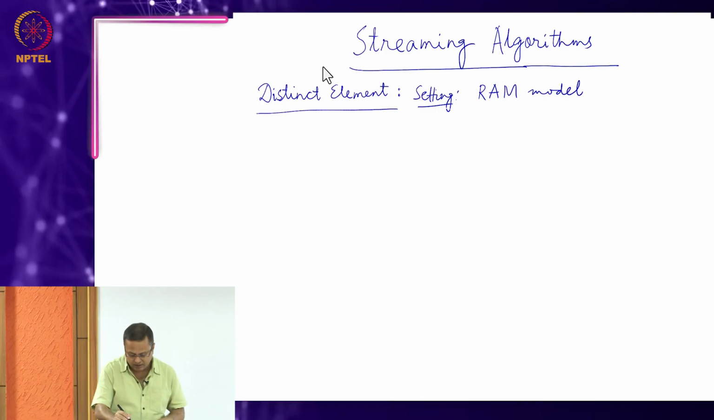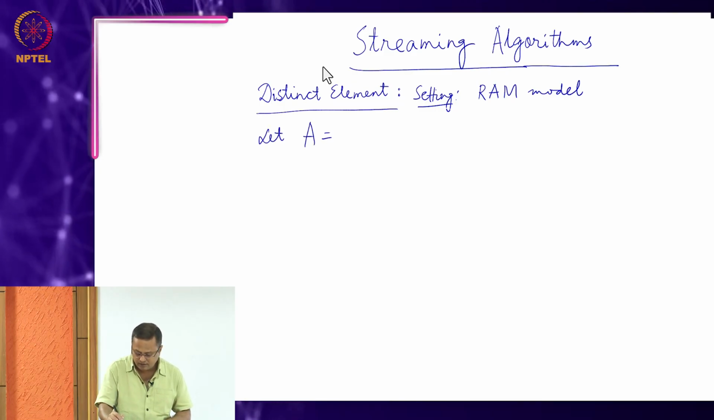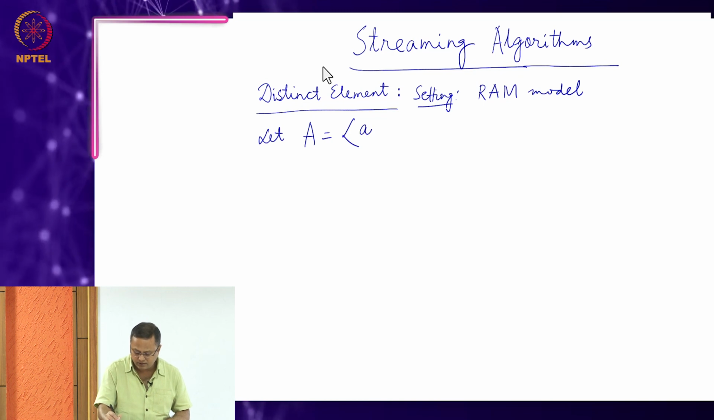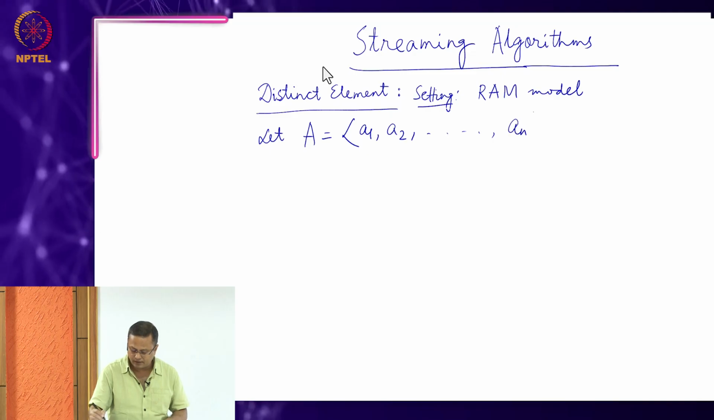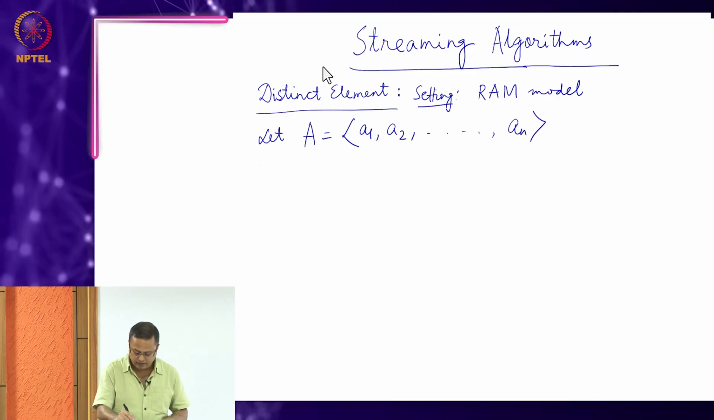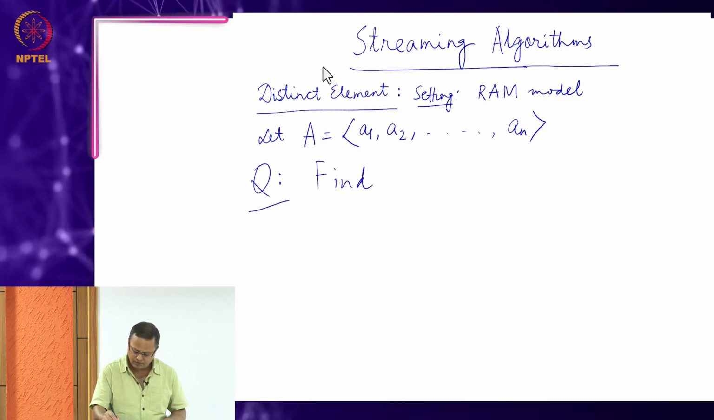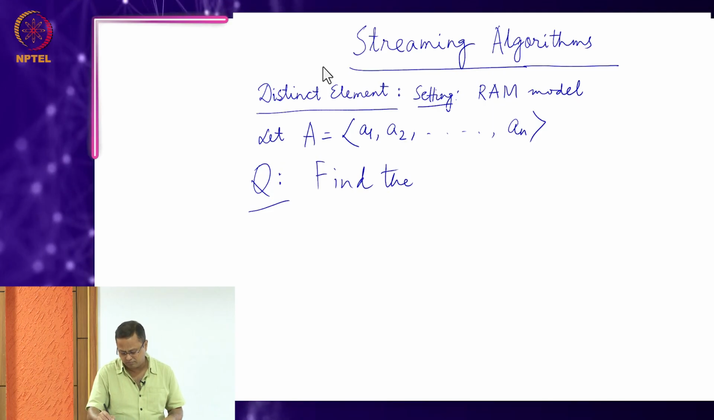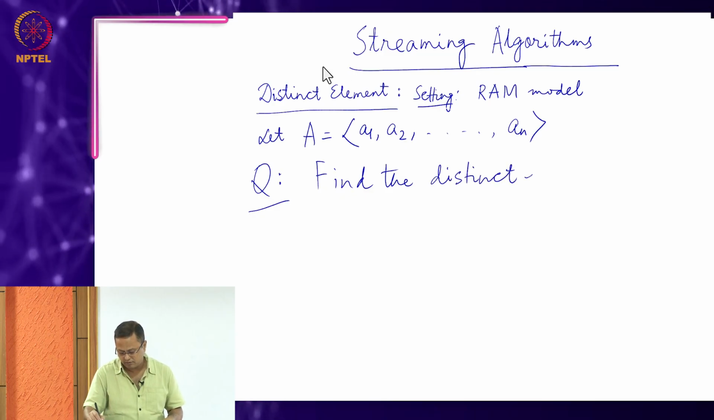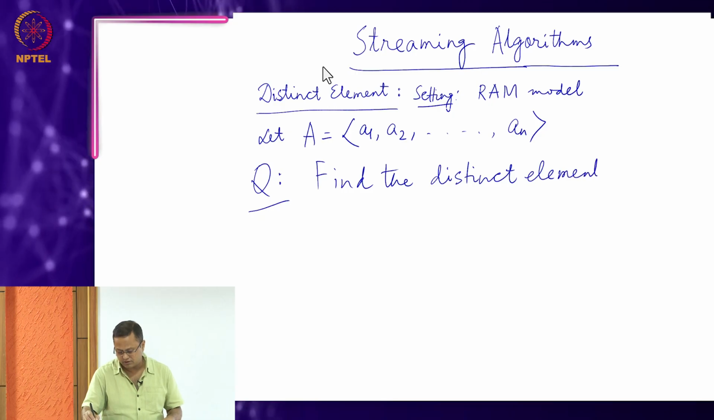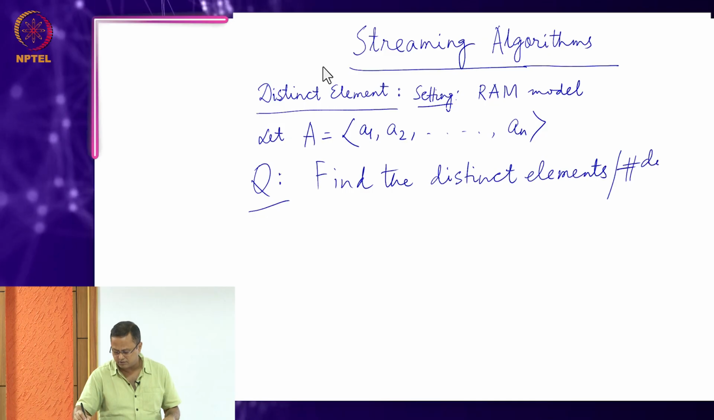So, your problem is as follows. You have an array say having these elements A1, A2, ..., AN, and your question is: find the distinct elements, or the number of distinct elements.